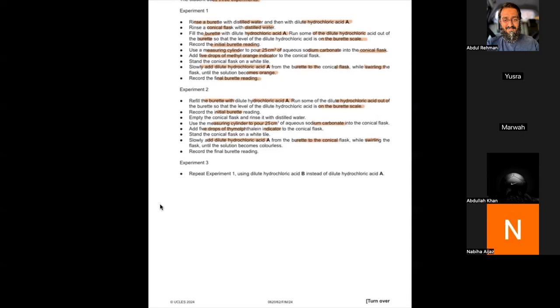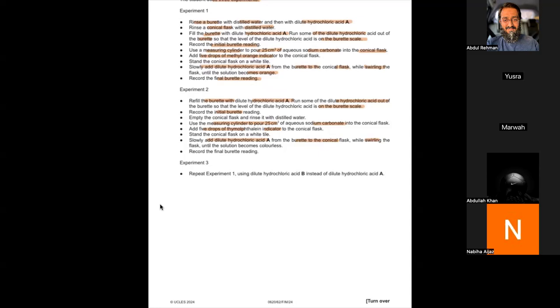So, is there any error in experiment 1 and 2? Yes? So in experiment 1 and 2, like we use different indicators. No, I am asking, is there any error? No. Do you guys know how to do the titration? Sir, shouldn't we use a pipette instead of burette?